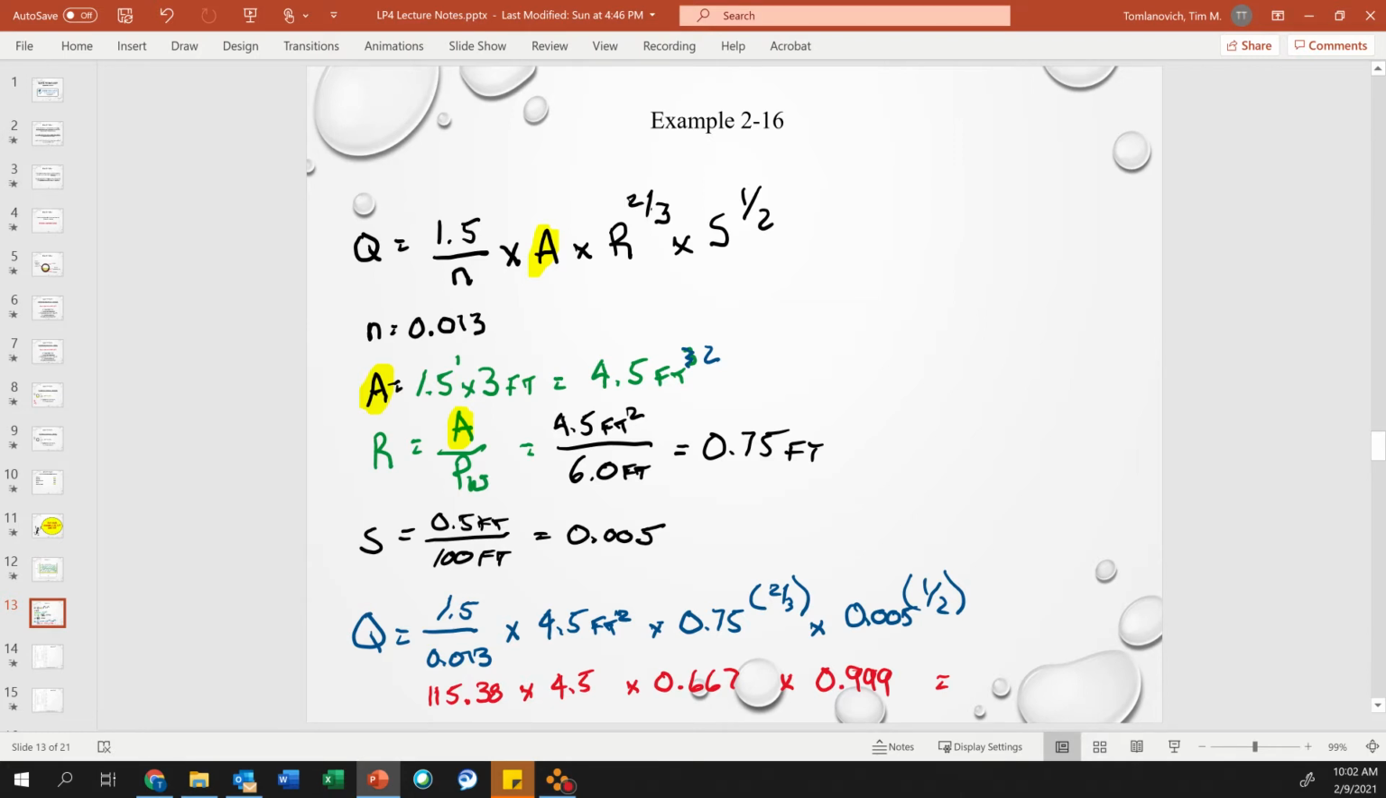And obviously I did something wrong here because my answer is not matching the book. 1.5 divided by 0.013 equals, oh, that's why, times 4.5 times 0.75 raised to 2 divided by 3 equals, times 0.005 raised to the 1/2.